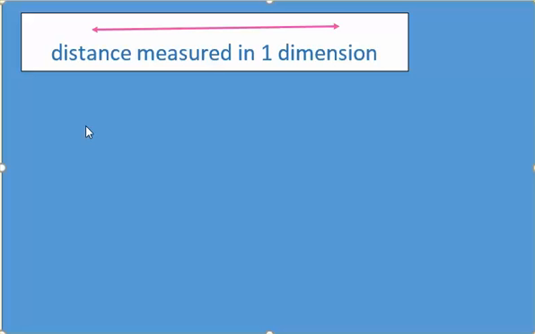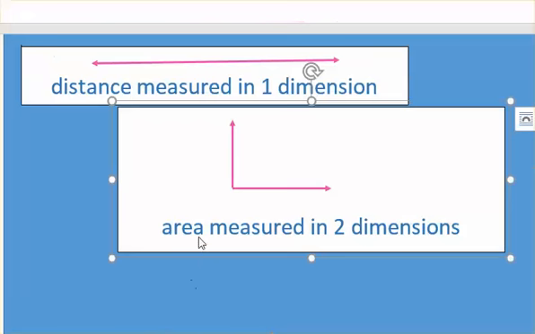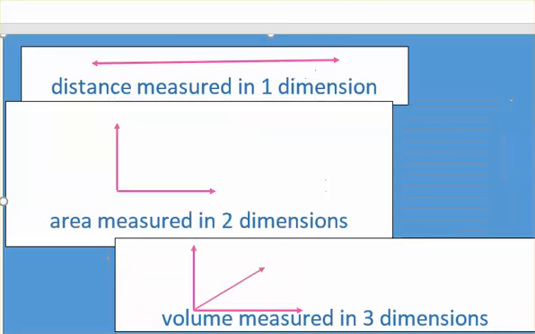In this unit of measurement, we've looked at measuring distance, which is one dimension. We've looked at area, which is measured in two directions, usually length and breadth, sometimes height and length, but really there are two dimensions to remember. And finally, volume is measured in three dimensions. We usually have length and height and depth, three dimensions.